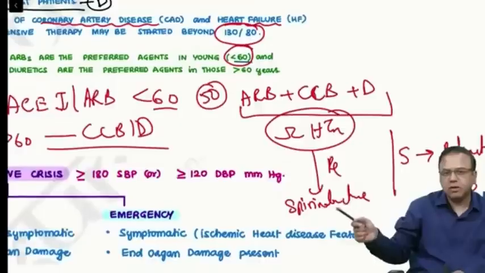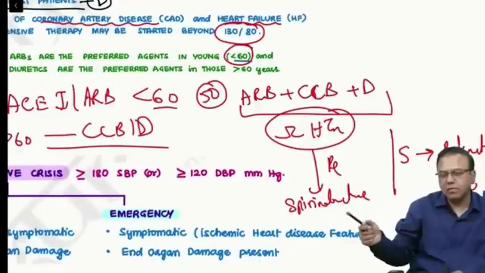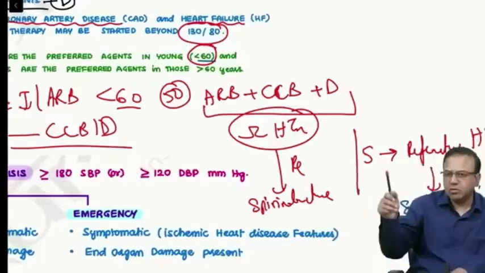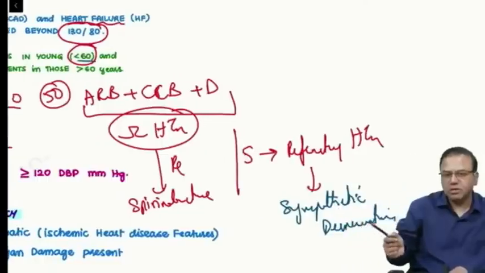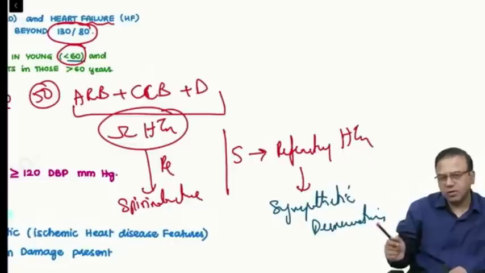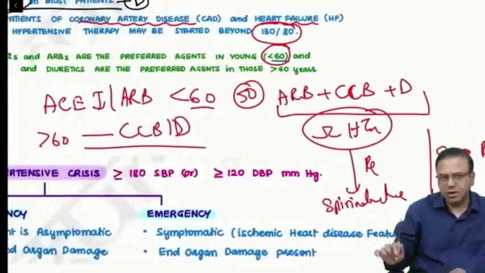Resistant hypertension treatment is spironolactone, finerenone. Okay, this is a mineralocorticoid receptor antagonist. Patient is on 5 drugs, still BP not controlled: refractory hypertension. What do you want to do in refractory hypertension? Sympathetic denervation has been recently approved in the treatment. So this is the management of hypertension.